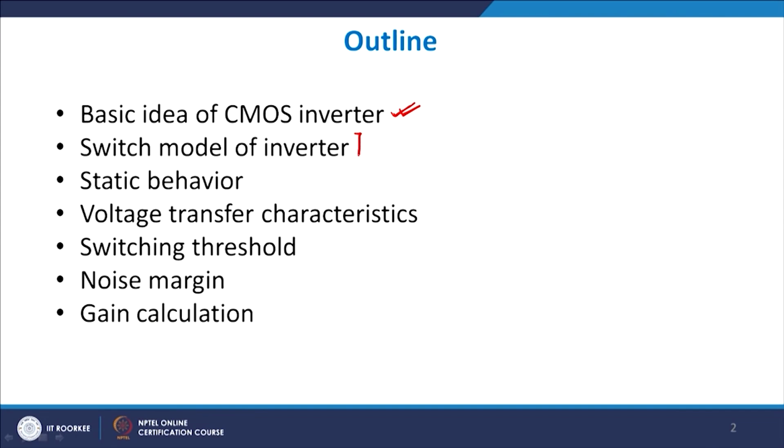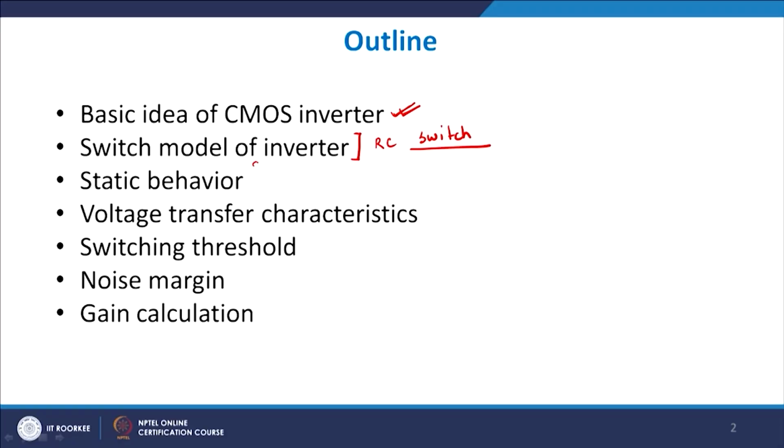We will look into the switch model of the inverter, also known as the RC switch model. We will be taking these resistances, and see how these MOS devices store a charge in the capacitance, act as a current source, and then in cutoff act as an open circuit. And therefore, we will be looking at the static behavior of the device, which primarily means that you give a DC bias to the gate side of the MOS transistor and then see how the current flows in the output of the MOS transistor. That is known as static, right.